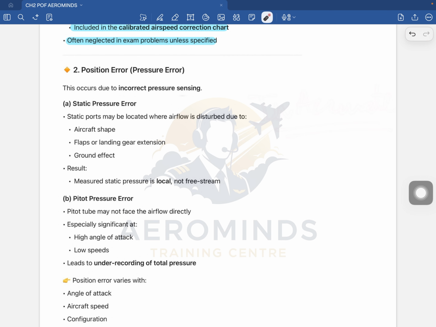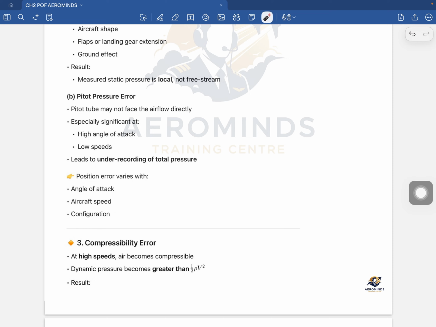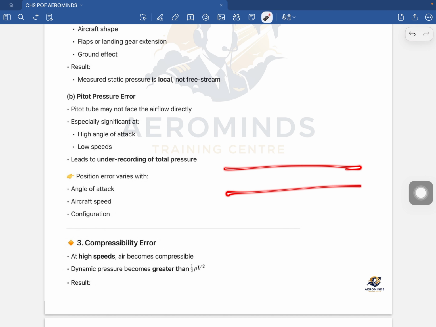Now, let us talk about the pitot pressure error. The pitot tube is supposed to face the airflow directly. But in real flight, especially at high angles of attack, now angle of attack is basically, suppose this is your ground and the aircraft is flying like this. This is normal flying. And what happens when the aircraft has to climb? It increases the pitch. So this is your high angle of attack. The angle between the chord line and the relative airflow, which we'll cover in the next chapter.